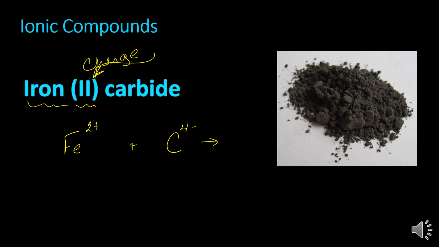And then I put in the chemistry symbols, and the least common multiple between 2 and 4 is 4. So that says we need 2 of these, and that gives me 1 carbon. So our formula is Fe2C.